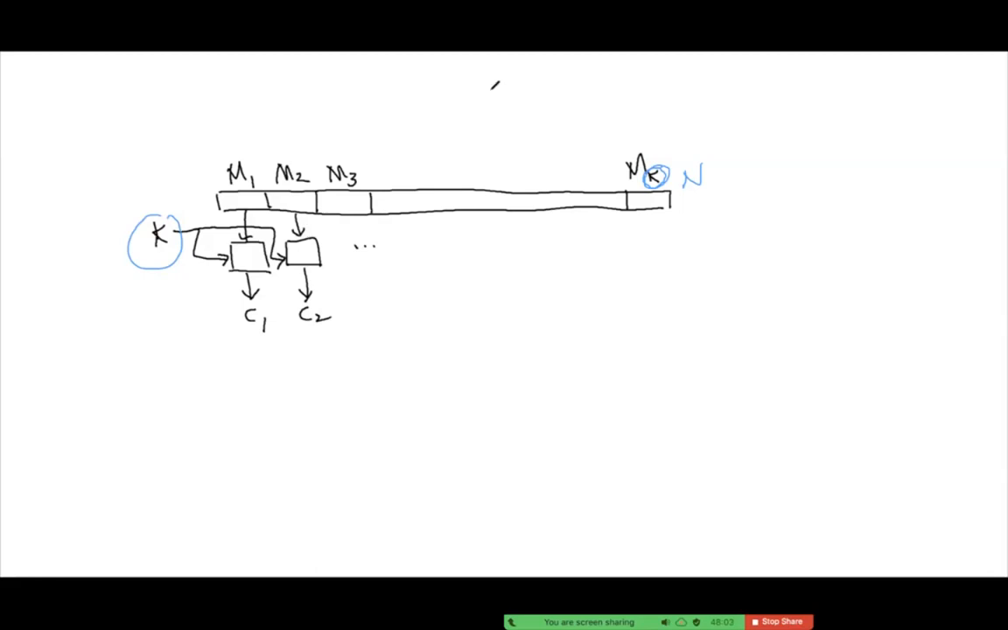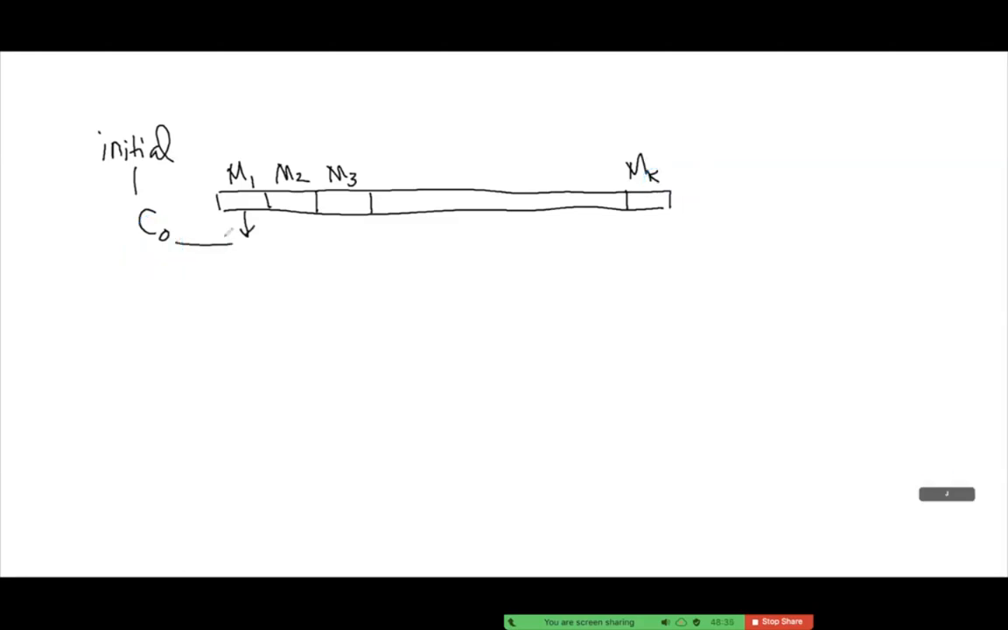So what I'm going to do now is this. I'm going to use an initial ciphertext, could be all zeros or just some initial value. So before I apply this encryption algorithm, I first XOR M1. Okay, so then this now goes to encryption.